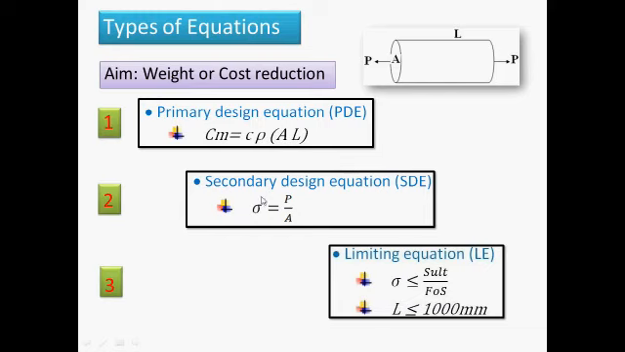Next comes the secondary design equation, also called the subsidiary design equation. Stress equations come under this category: stress is equal to P upon A. Next is the limiting equation: allowable stress should be less than or equal to ultimate upon FOS.